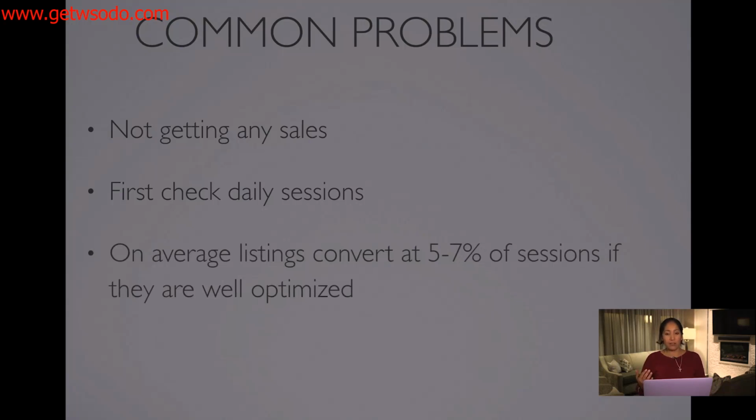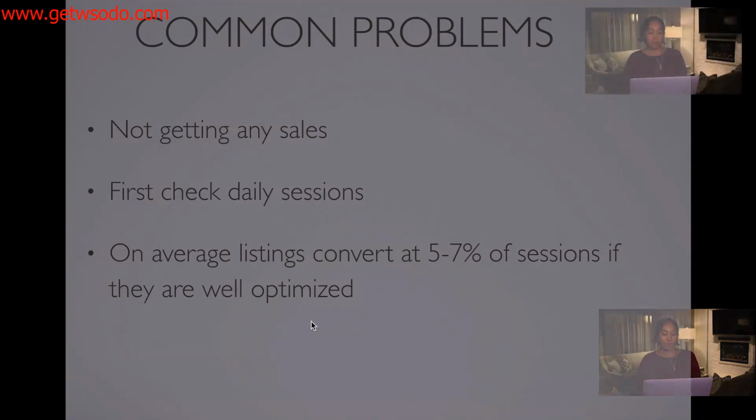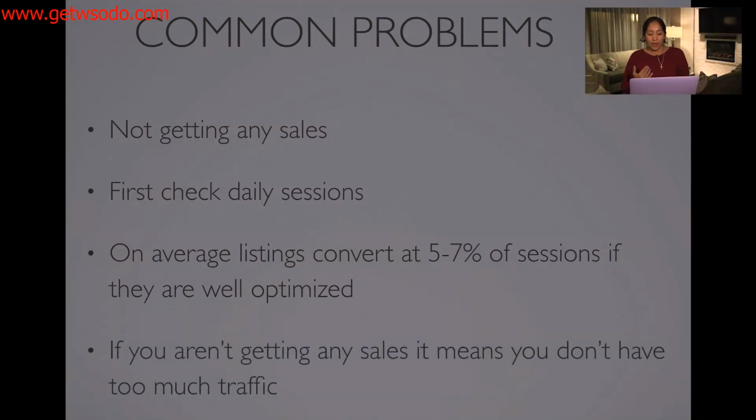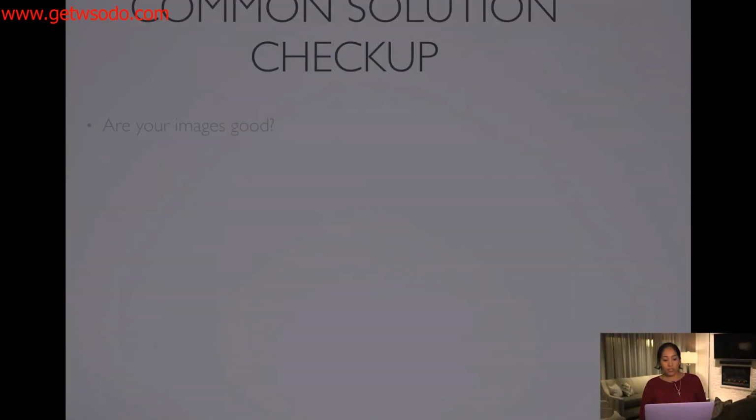Overall, an average listing converts at 5 to 7% of sessions if it's well optimized. I've had some listings convert as high as 39%. So the magic number that you shoot for is 15%. If you're not anywhere near 15%, try to dissect each of these and go backwards until you can figure out what's going on. If you aren't getting any sales, it means you don't have enough traffic or you're not converting.